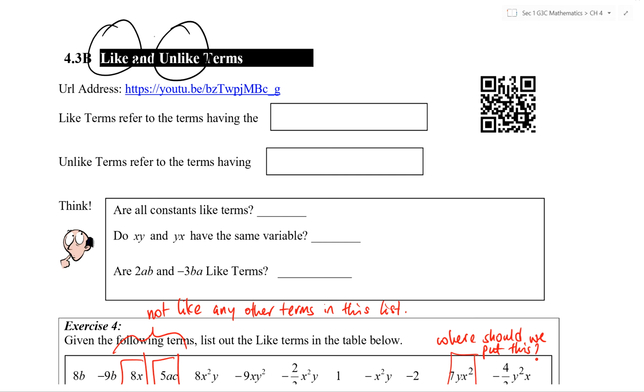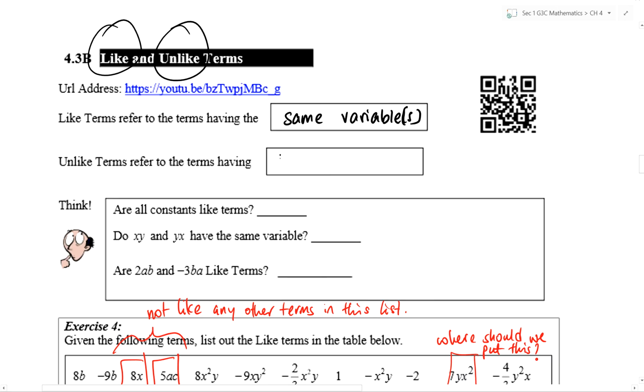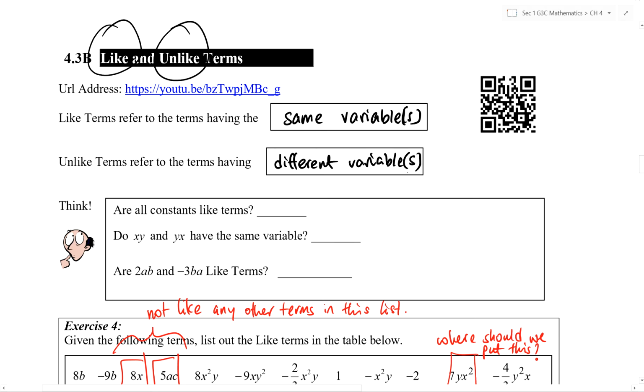Basically, as the name suggests, like terms are terms that look like each other. Okay, I'll elaborate. Specifically, we'll say that they have the same variables, maybe one, maybe more. Unlike terms will not have the same, so different variables, maybe one, maybe more. Okay? We need examples. Let me show you exercise 4 first.